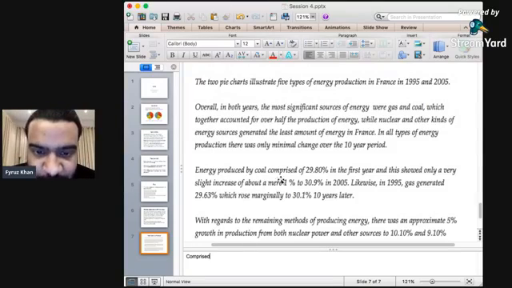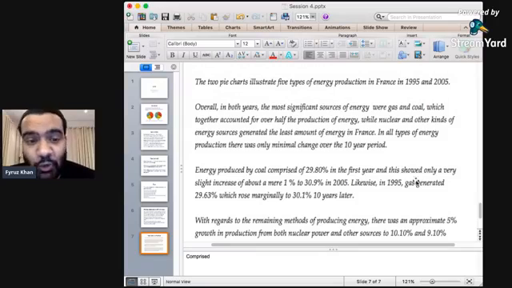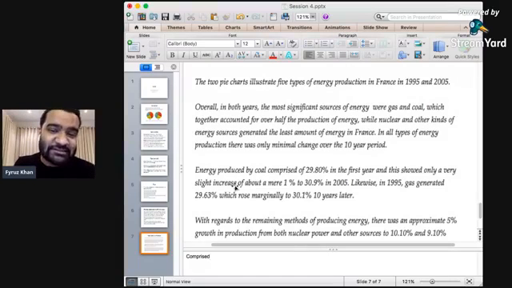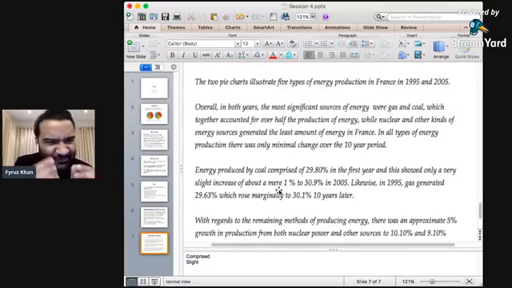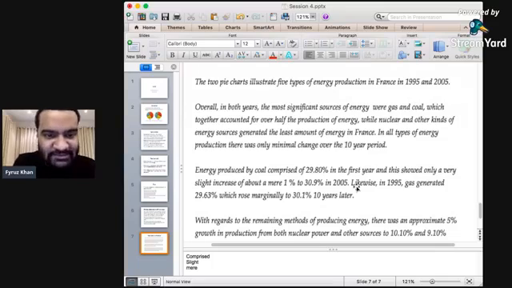Energy produced by coal comprised 29.80% in the first year. And this showed only a very slight increase. See? A very slight increase, about a mere 1%. So if there's a slight increase, you can use the term slight. If it's just 1% or 0.5%, you can use the term mere. See? In 2005, likewise. So instead of similarly, you can use likewise.